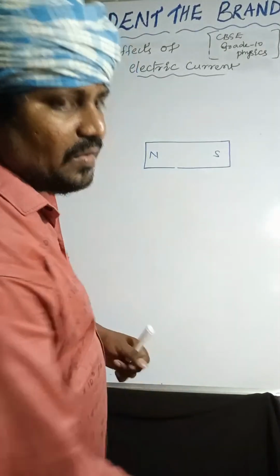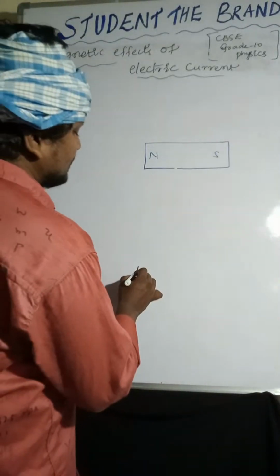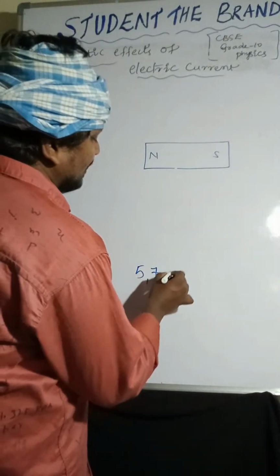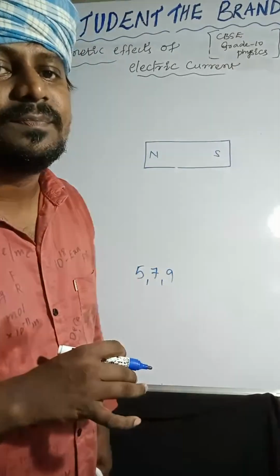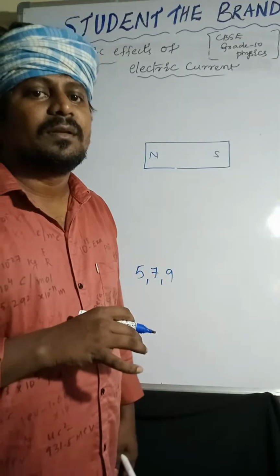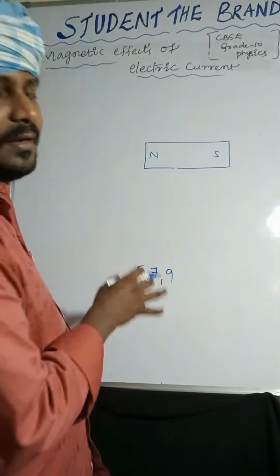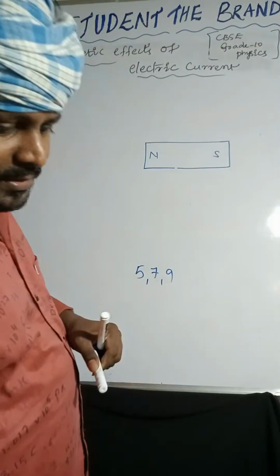So I'm suggesting you can take 5 lines or 7 lines or 9 lines. I'll draw the diagram. Try to check it once.